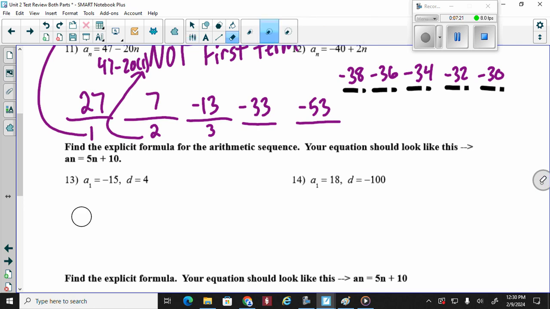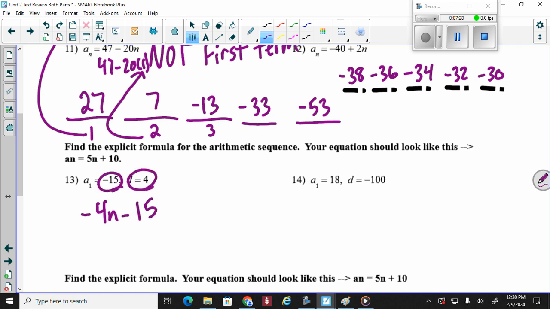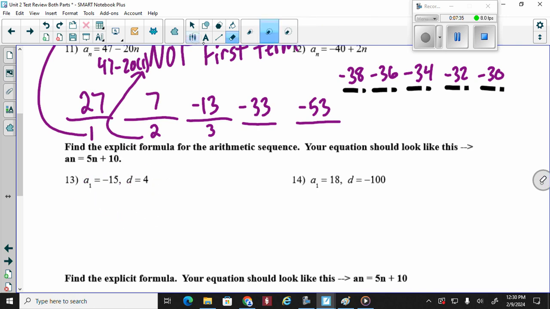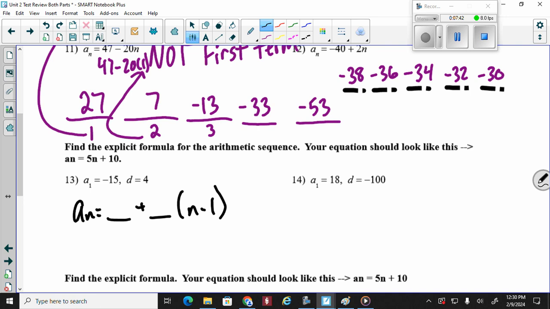Again, same concept. The answer is not 4n minus 15. This is not going to be your final answer, okay? You have to run it through the arithmetic formula. Remember, the arithmetic formula is A of n is equal to something plus something times n minus 1. Your first term is negative 15. Your common difference is 4. Distribute, distribute. Negative 15 plus 4n minus 4. So that means my final answer is 4n minus 19.